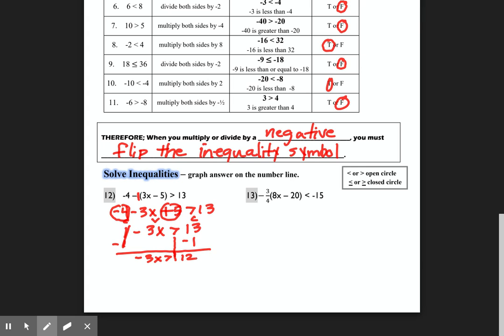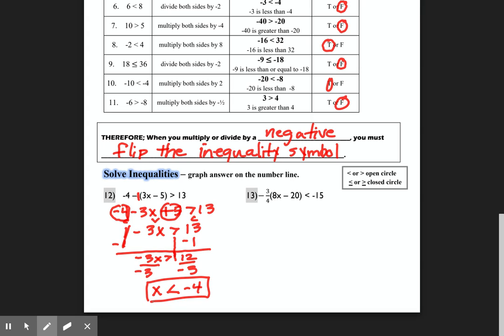Now, notice what we're going to do on this last step. We have to divide by a -3. When you divide by a negative, you're going to flip the symbol. So instead of greater than, it's going to become less than. And 12 divided by -3 is -4. Okay? And then it does say graph the answer on a number line.